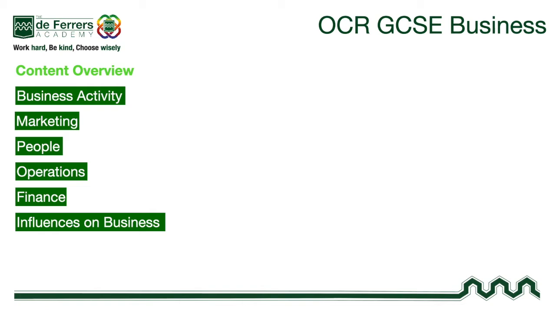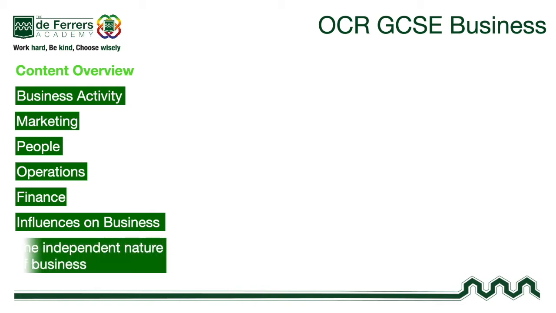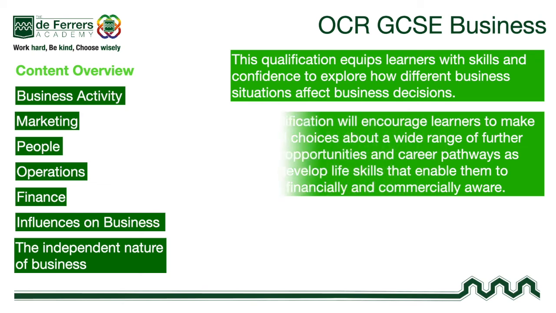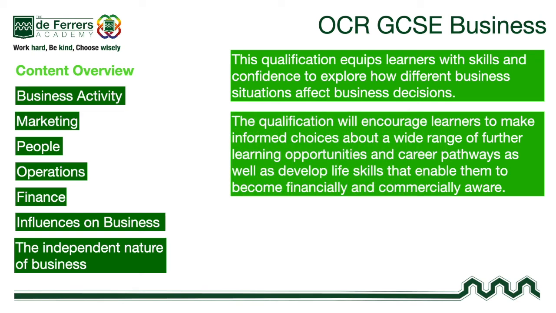The 7th topic, the interdependent nature of business, looks at how each of these interact with each other to make businesses successful. The qualification itself is designed to equip you with skills and confidence within business, and hopefully to be able to apply these to differing contexts.